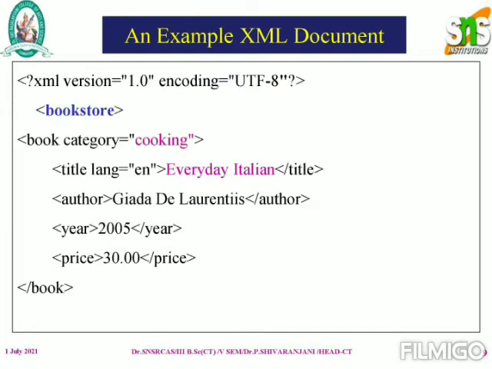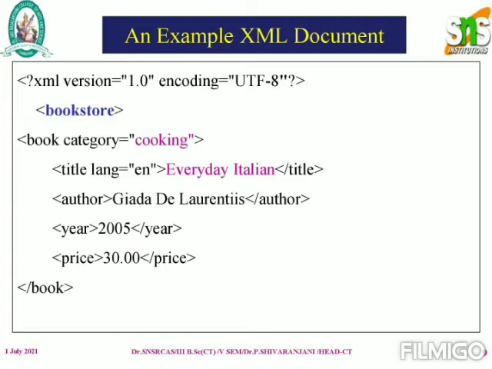So this example will explain the XML format of your bookstore. Now you have created an XML document for a bookstore with a category called cooking. It contains a title called Everyday Italian, and the author called Giada De Laurentiis. The year he published the book is 2005, and the price of the book is 30 rupees. So this is the content which has been stored in the category called cooking.